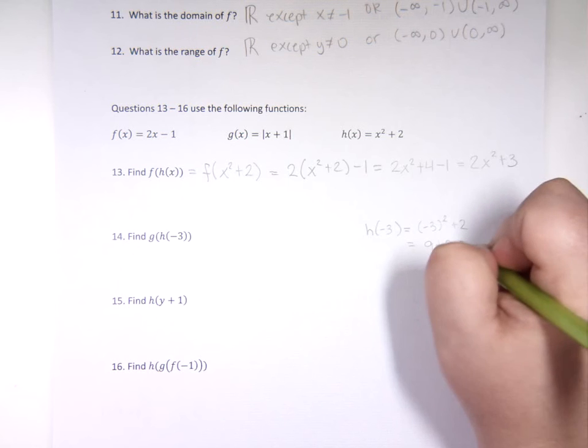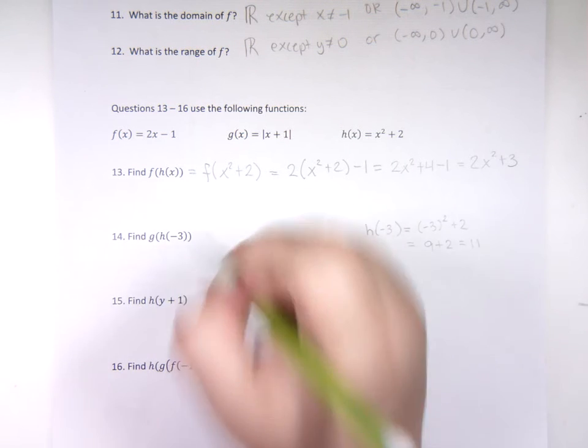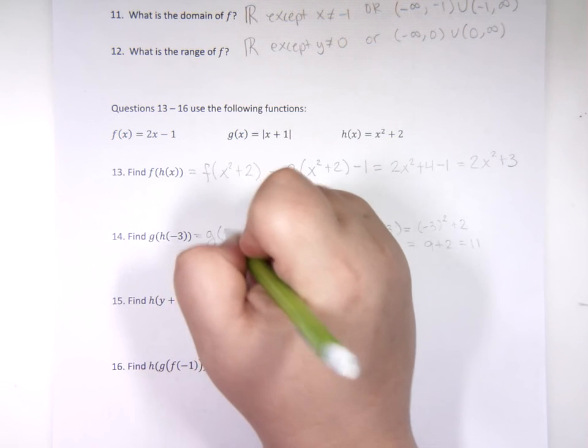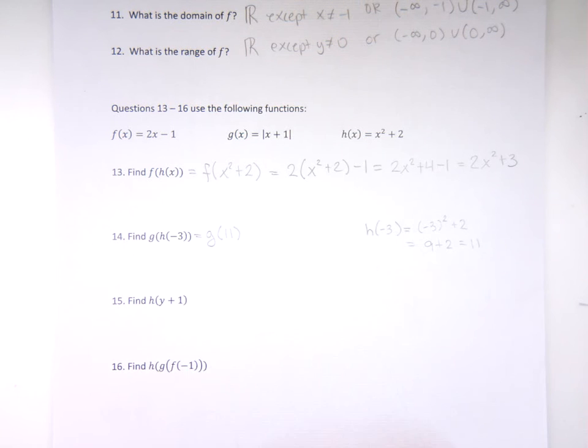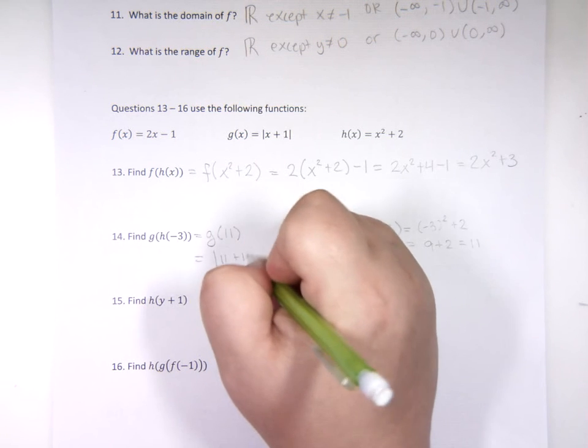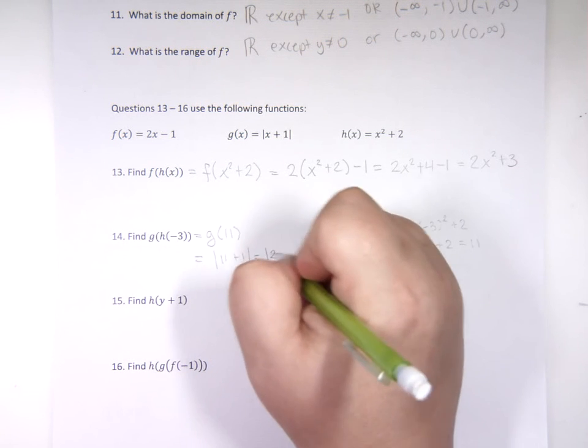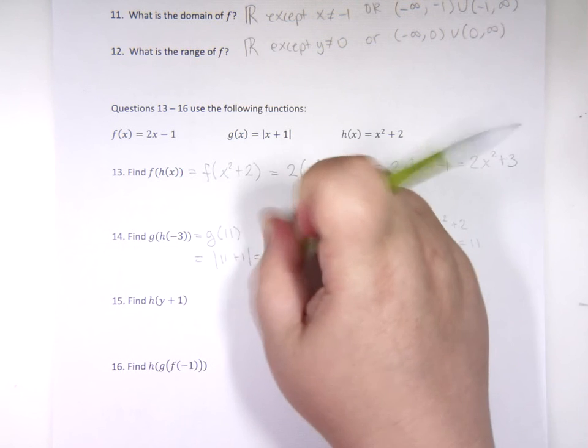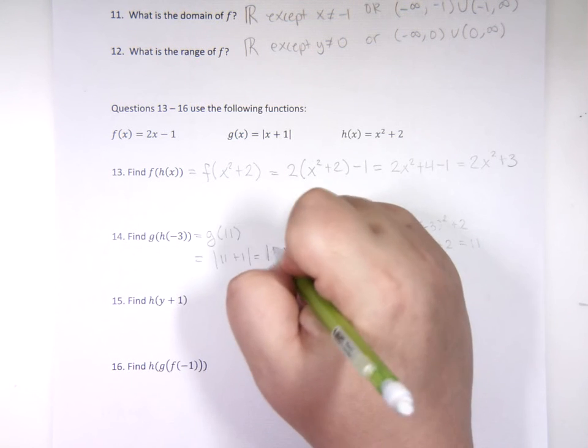So what I really want to find now is g of 11. That's going to be the absolute value of 11 plus 1, so that's the absolute value of 12, and that's just 12.